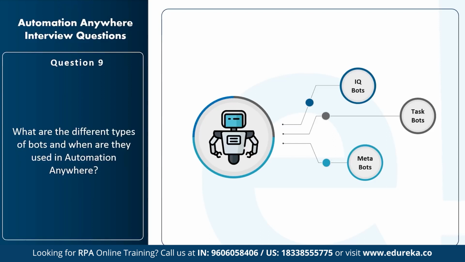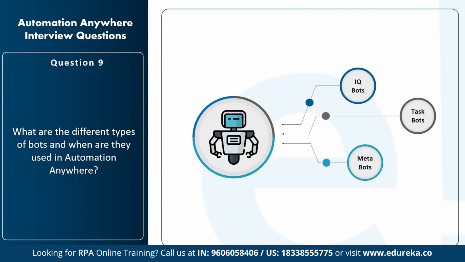There are mainly three types of bots in Automation Anywhere, that is the IQ bots, task bots, and meta bots. The IQ bots allow the developers to add cognitive capabilities. Task bots are the core of automation. And the meta bots have the capability of integrating dynamic link libraries that can be used for backend automation.